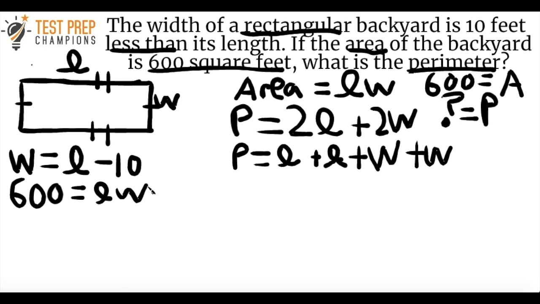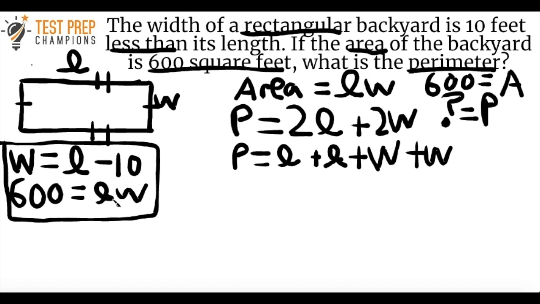So the idea here is that if we can figure out what L is and if we can figure out what W is, then we're going to be able to solve the question here. But before we can do our calculation to find the perimeter, we've got to get what L is and we've got to get what W is. So we have these two equations right here. We've got W equals L minus 10, 600 equals L times W.